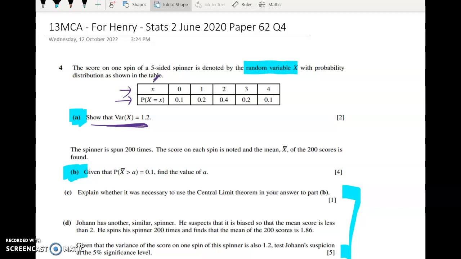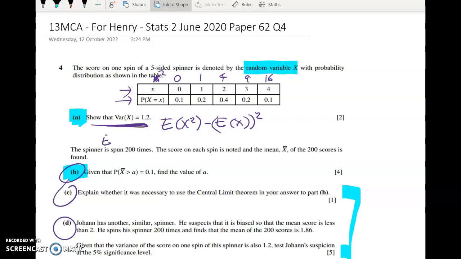So for that, we need to put in our row up here of x squared values, so 0, 1, 4, 9, and 16. And I'm going to use the fact that the variance of x is equal to E of x squared minus E of x all squared. That means that the first thing I've got to work out is what's the mean of the random variable. Now, I'm definitely going to need that for these bits down here anyway, so that's not a bad thing to do. So E of x will be this times this plus this times this and so on.